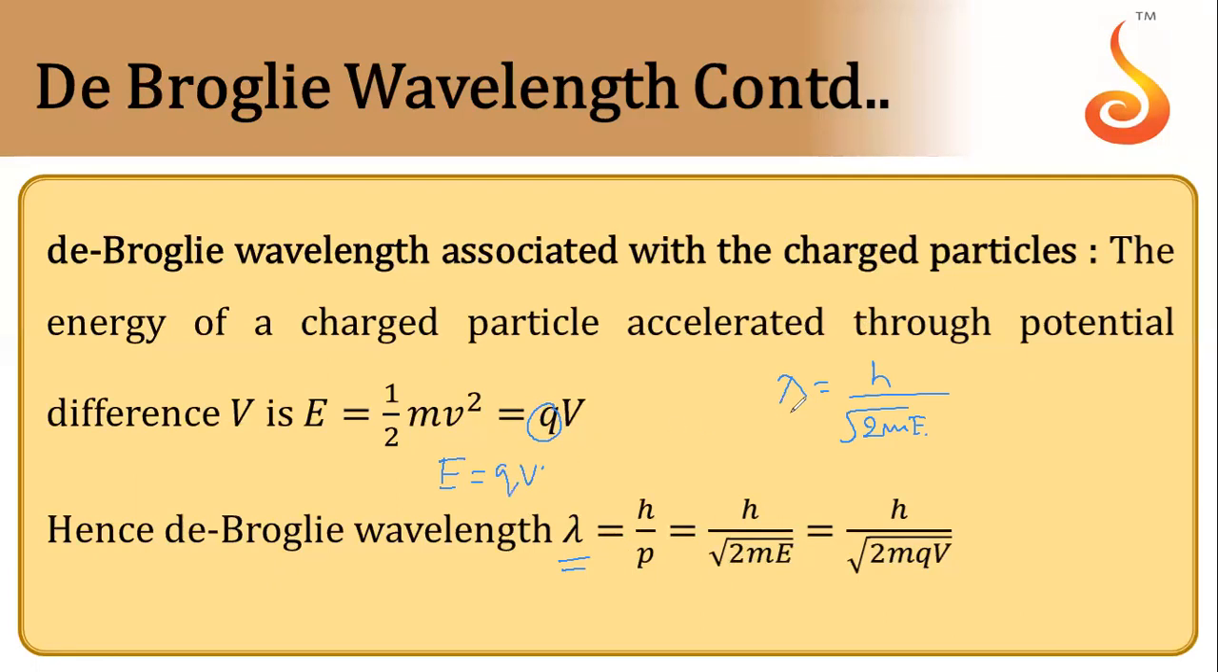Now this was our formula of de Broglie wavelength. In this one, in place of energy, just put the value q into V. So you will get the formula lambda is equal to h by root 2mqV. So you need to remember this formula. Okay. And you also need to remember when a charged particle is accelerated, the energy gained is q into V.